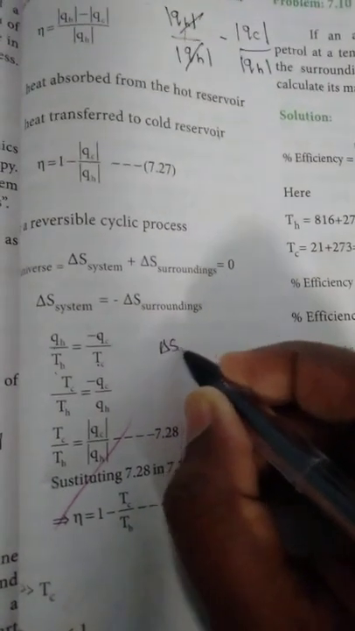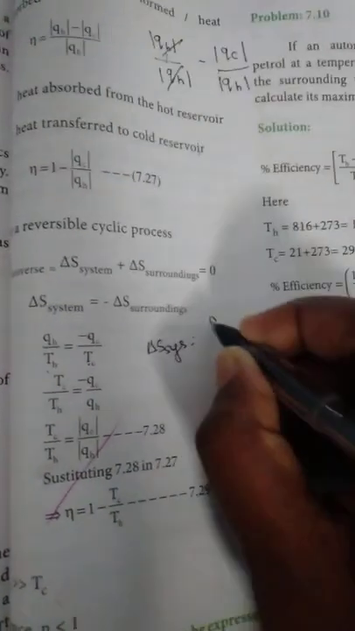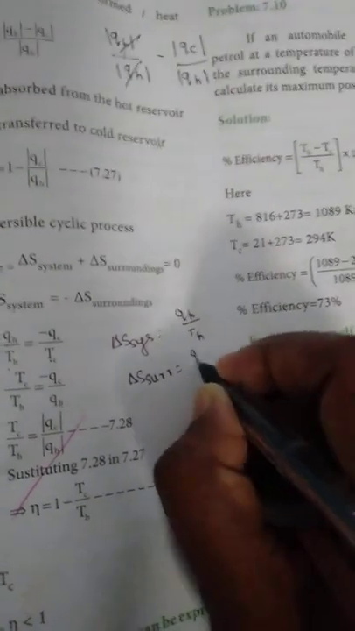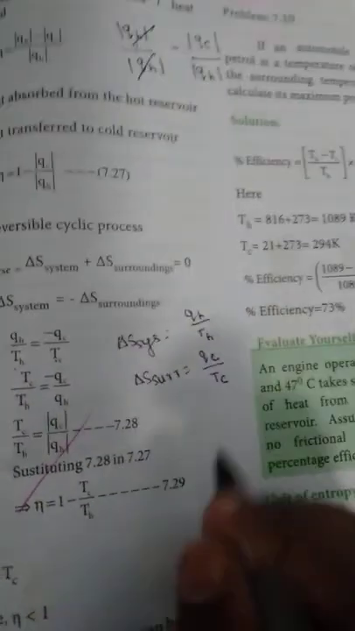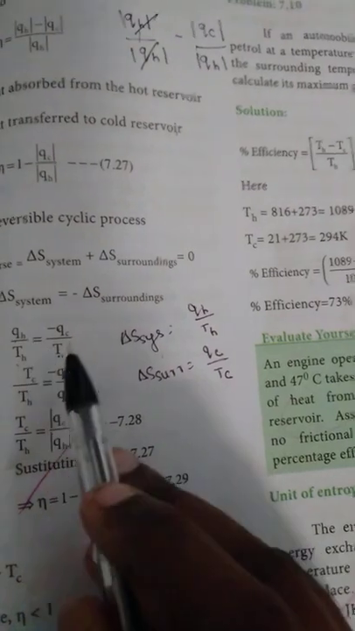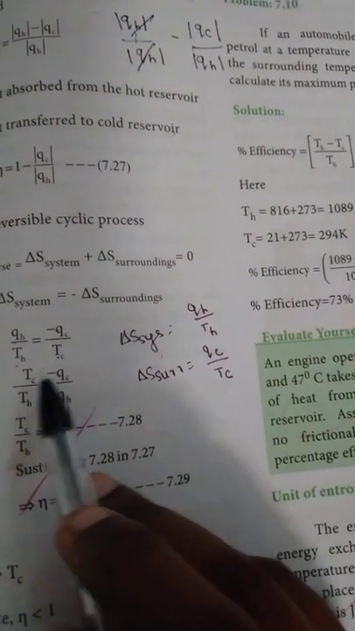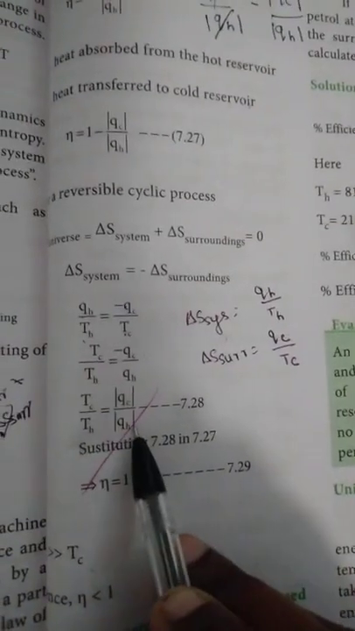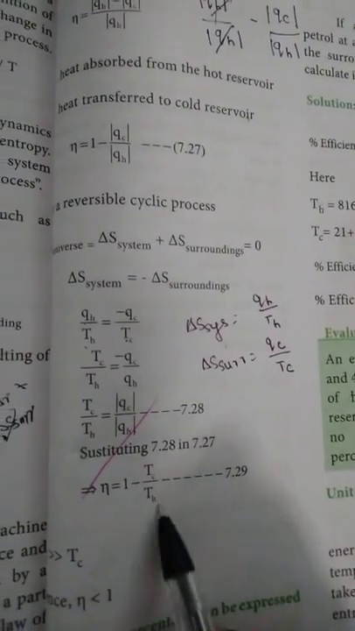Just substitute the formula for delta S system and delta S surroundings. Here delta S system is equal to QH divided by TH. The same way delta S surroundings equal to QC divided by TC. Just substitute this value. Then take temperature terms on one side and Q terms on the other side. Then if you are taking modulus, you can cancel the negative. So you got this answer. Substitute this value in this equation. So your answer is 1 minus TC by TH.